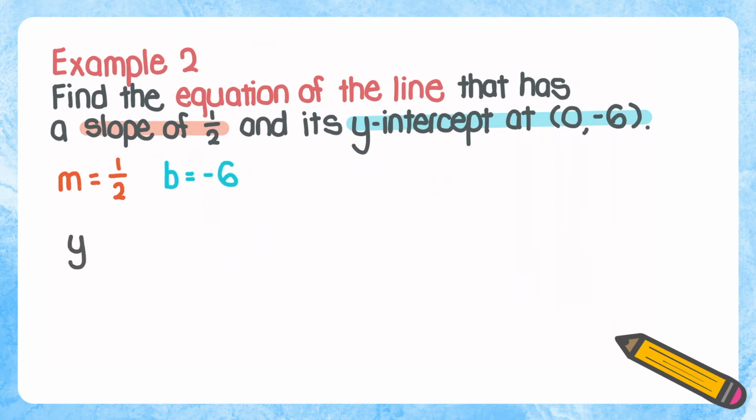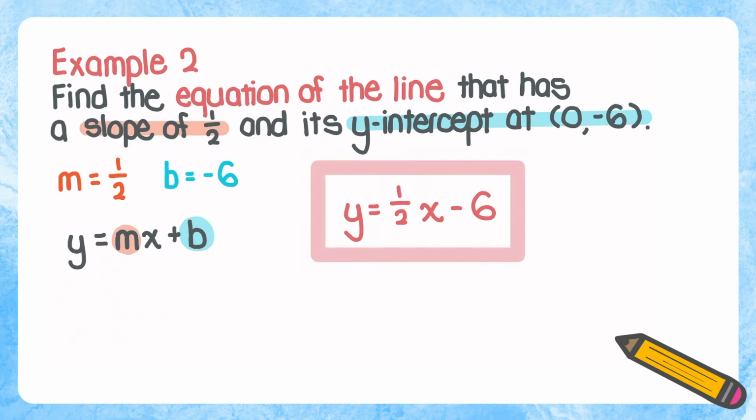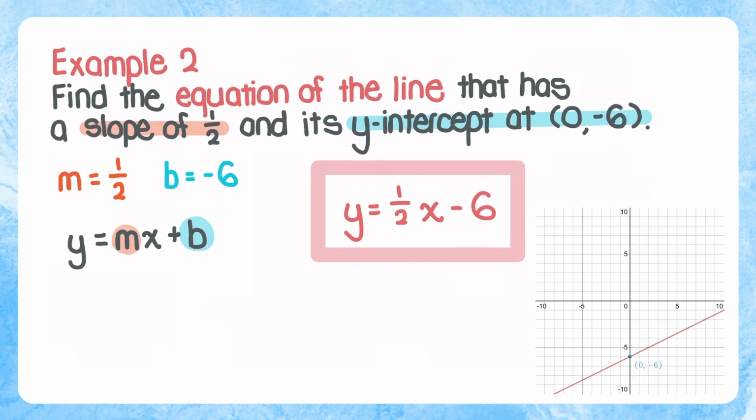The line in slope-intercept form is y equals mx plus b, and I'm simply replacing m and b. So my answer would be y equals 1/2 x minus 6, or 1/2 x plus -6. I wrote it like this because it looks a lot simpler. And here's the graph on Desmos, so you can see what the line looks like.